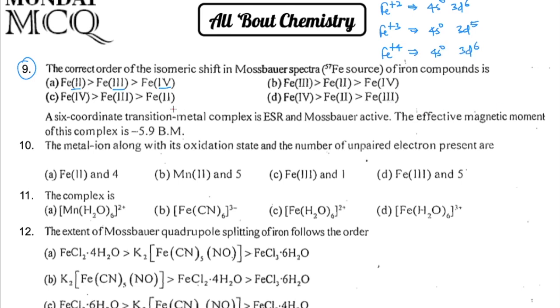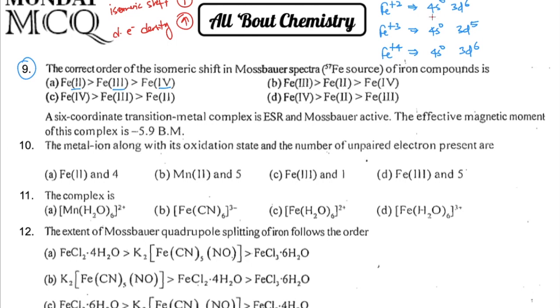Now in order to solve this question, you need to understand one thing which I have already discussed in my video on Mossbauer spectroscopy: if there is an increase in the s electron density, the isomeric shift decreases, but here the s electron density is the same. We don't have to worry about that. The next part is that when the d electron density increases, the isomeric shift also increases. So isomeric shift increases if the d electron density, or the number of d electrons, increases.